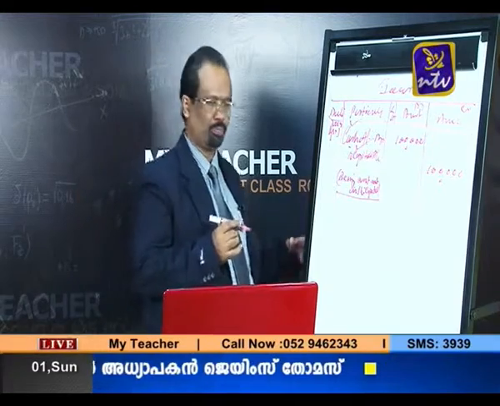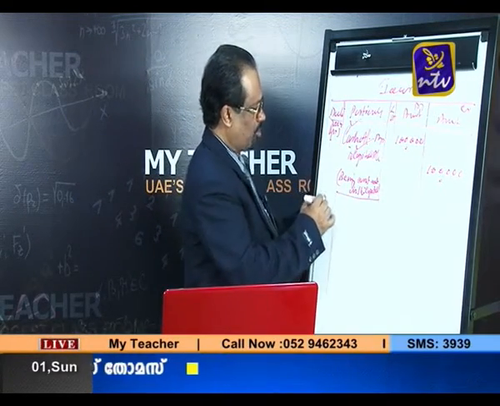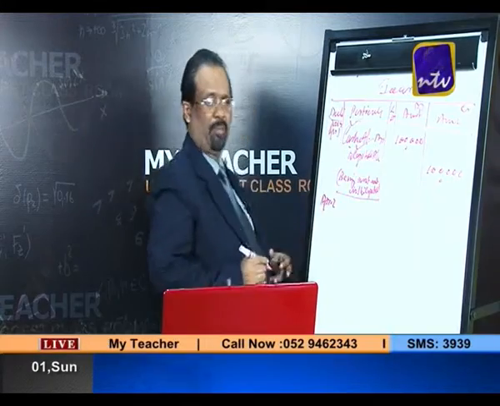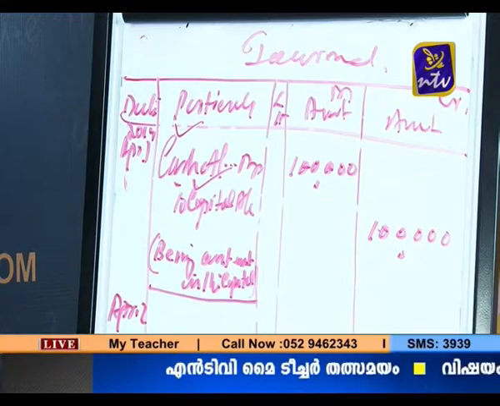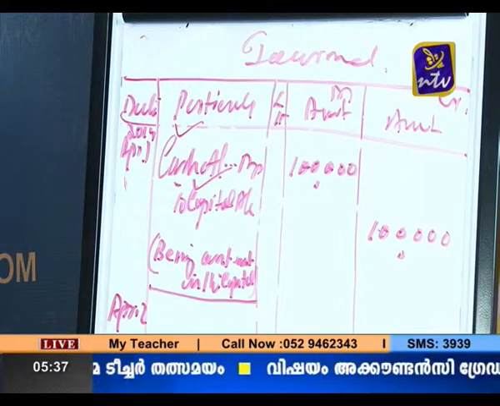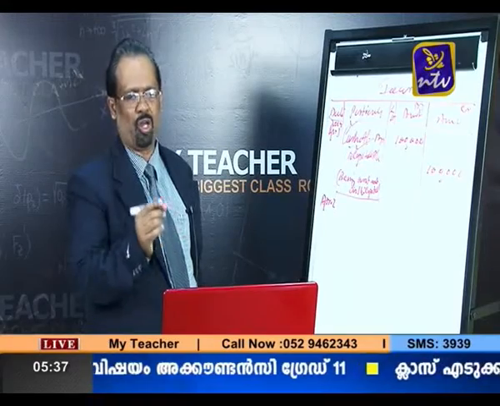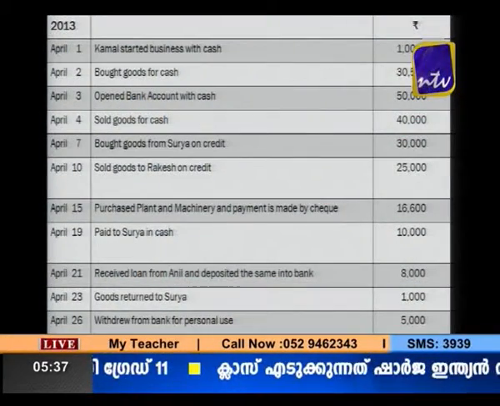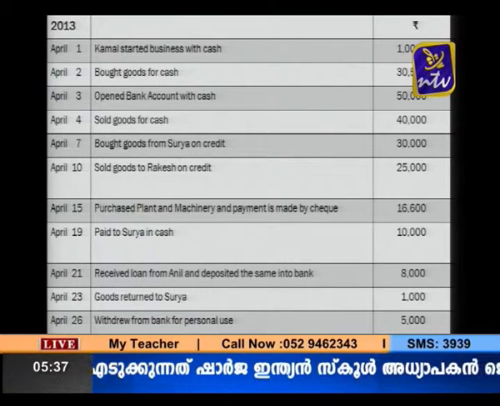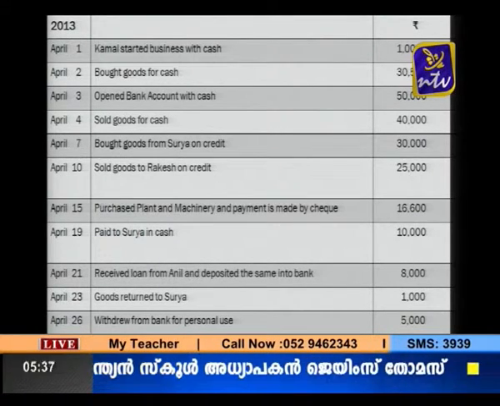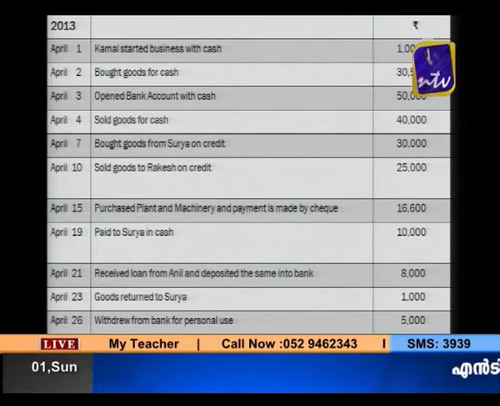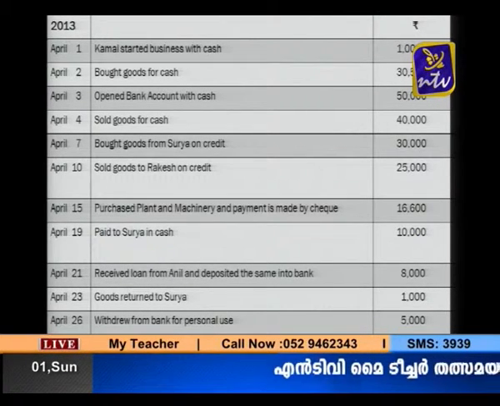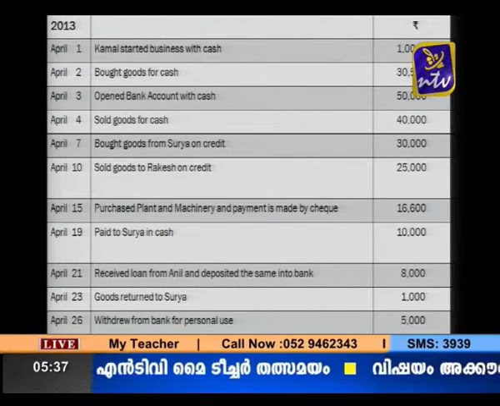The second point: April 2nd, you write the date. April 2nd, bought goods for cash. Look at this point. Whether it is a cash or credit transaction, here it is for cash, so it is a cash transaction. How many accounts are involved? There are 2 accounts. We do not use the word goods, we use the word purchase, so we purchased the goods for cash.